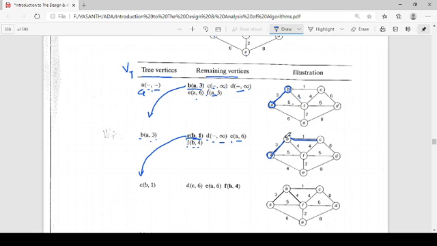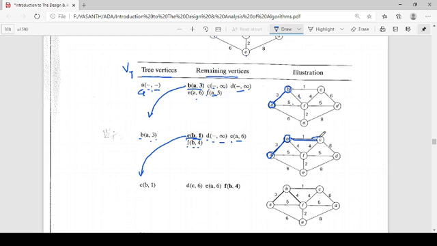Right? Vertex B was there in our spanning tree. In this step, what have we done? We have included C in our spanning tree. So we have included C. We will mark or write this C in our spanning tree.